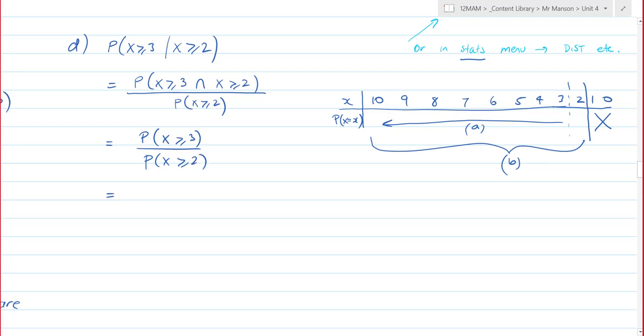Has anybody worked that out for me? 4. 4 is always good. Now, I estimated x equals 2 to be comparatively small, so I was expecting a number that was quite a large number in the probability realm. And that's what we got. So I'm very happy.